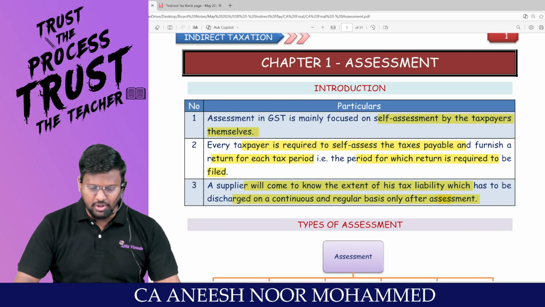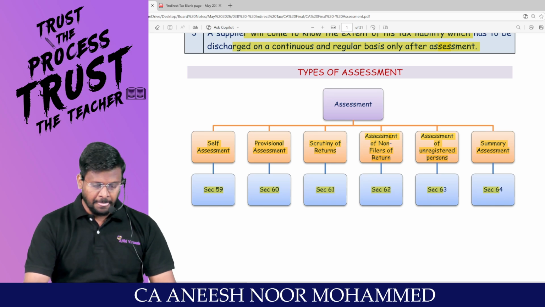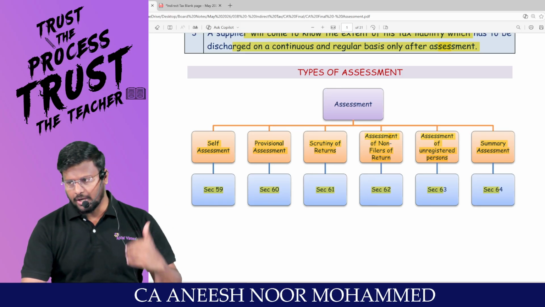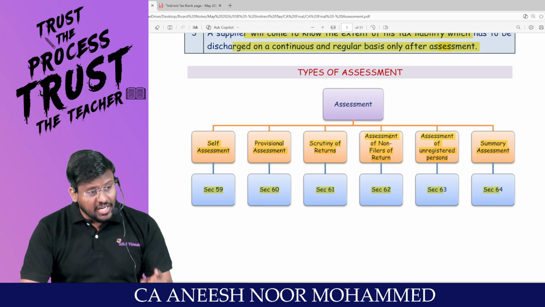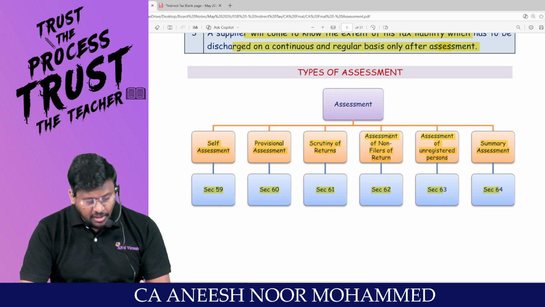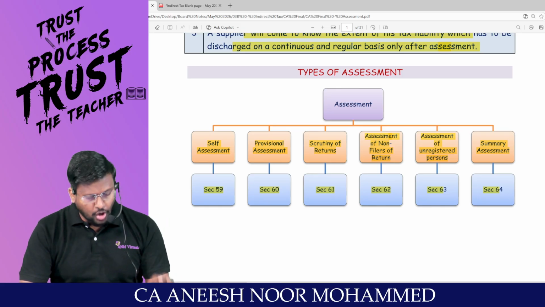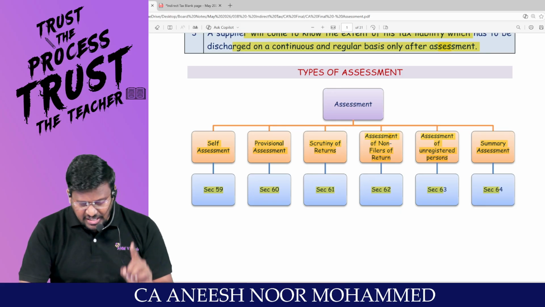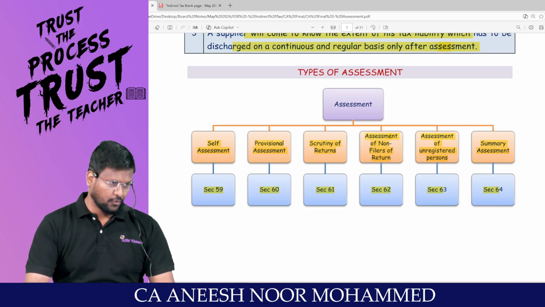So in effect, there are 6 types of assessments. Number 1, self-assessment under section 59. Everyone repeat along with me. Self-assessment under section 59, provisional assessment under section 60, scrutiny of returns under section 61, assessment of non-filers of return under section 62, assessment of unregistered person under section 63, summary assessment under section 64.